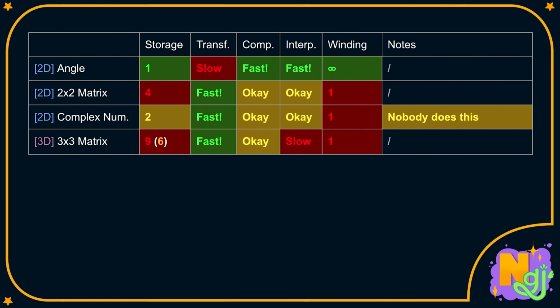Transformation is once again fast, but there's a lot of numbers now that we need to store. 9 is a lot of numbers. And interpolation especially is really bad for 3x3 matrices. There's a lot of trigonometry you have to do there to blend between different orientations using those.